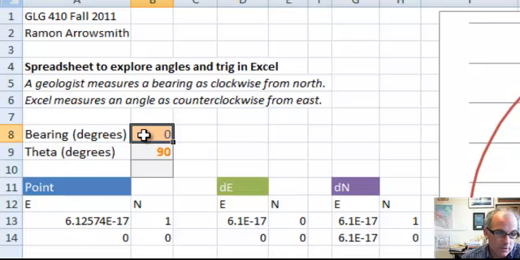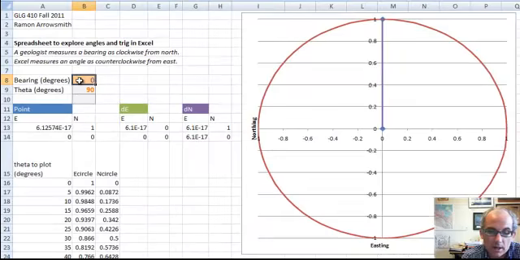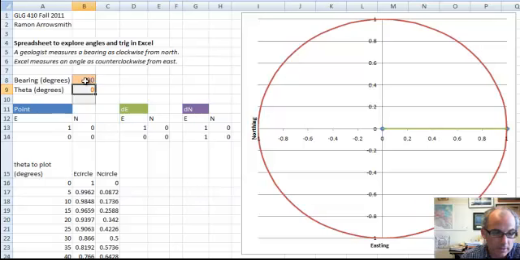I have this one cell which is the bearing of the geologist. So when the bearing is 0, theta is 90, and theta is the angle that Excel is thinking. And so you see the line on my plot here is straight up. If we pretend the bearing is 90, theta over here is 0.